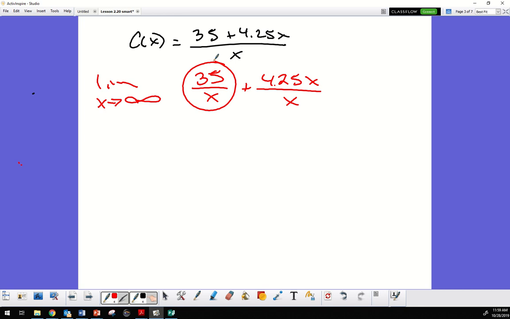What about x over x? Those cancel. So I'm going to be left with what? So the end behavior, the cheapest this is ever going to get is $4.25.